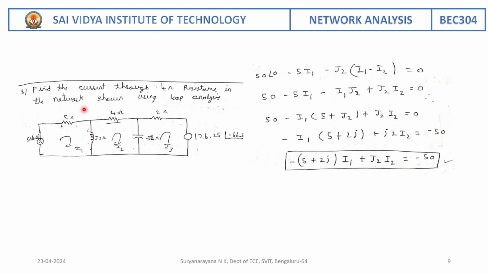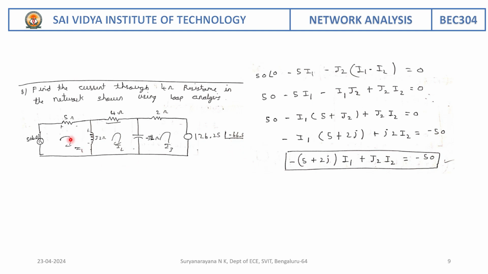Now let us consider this problem. The statement of the problem is: find the current through the 4 ohm resistance in the network using loop analysis or mesh analysis. So here you are going to see the voltage sources 50 at 0 degree and 26.25 at minus 66.8 degree. This is nothing but the polar form of representation of the voltage source.